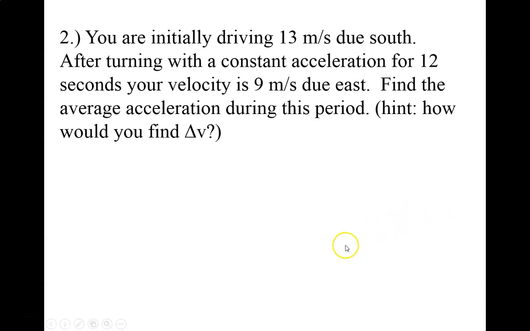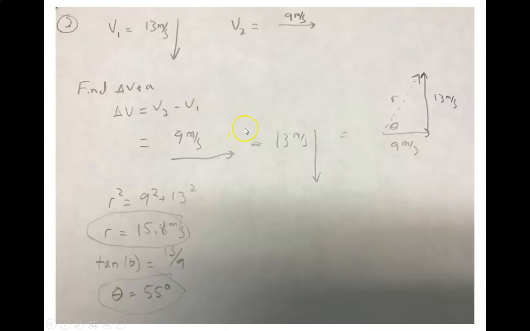So hint, how would you find delta V? Well, so this is my V1, 13 meters per second. My V2 is 9 meters per second. And what we want to do is find delta V. Well, delta V equals V2 minus V1. So V2 is 9 meters per second east, and we want to subtract from that 13 meters per second south.